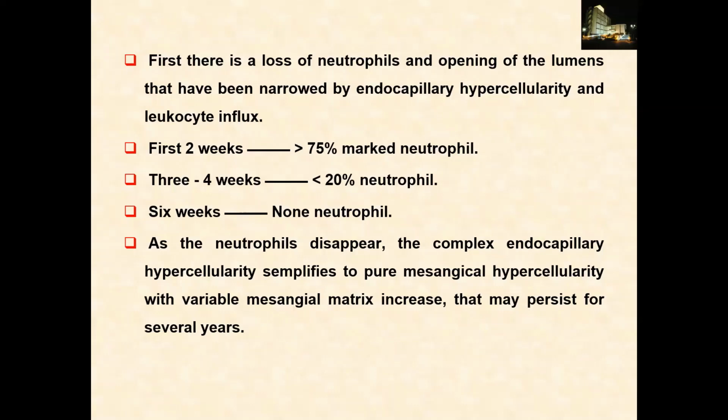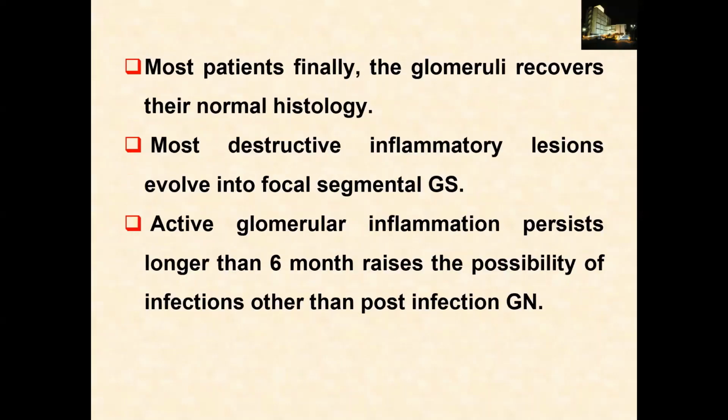As the neutrophils disappear, the complex endocapillary hypercellularity simplifies to pure mesangial hypercellularity with variable mesangial matrix increase that may persist for several years. In most patients, finally, the glomeruli recover their normal histology, and most destructive inflammatory lesions evolve into focal segmental patches of sclerosis, and this is a healing stage. Active glomerular inflammation persisting longer than 6 months raises the possibility of an infection other than post-infectious glomerulonephritis, because this condition has a self-limited and short course.